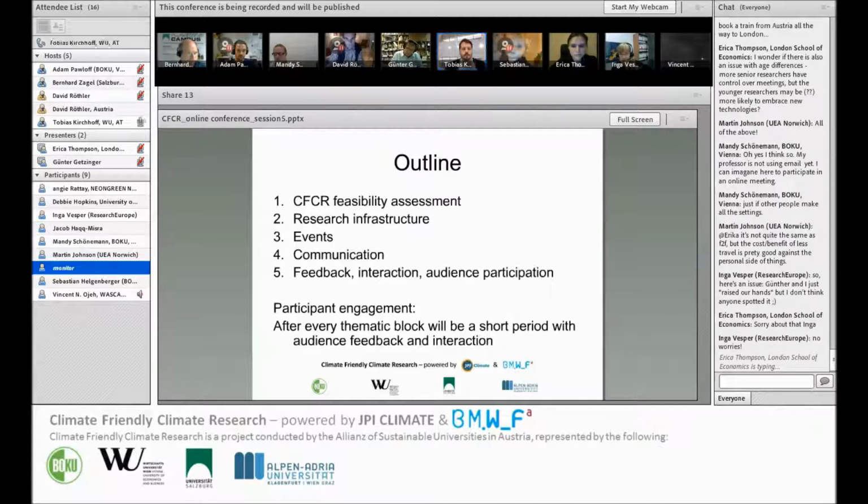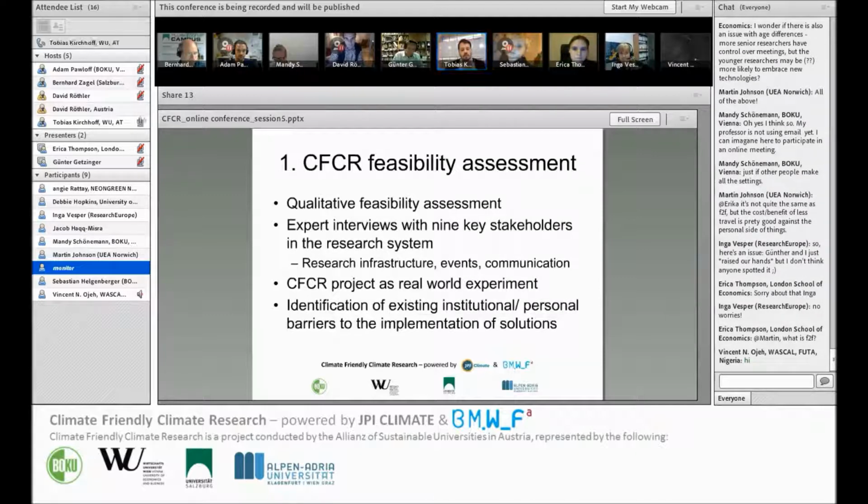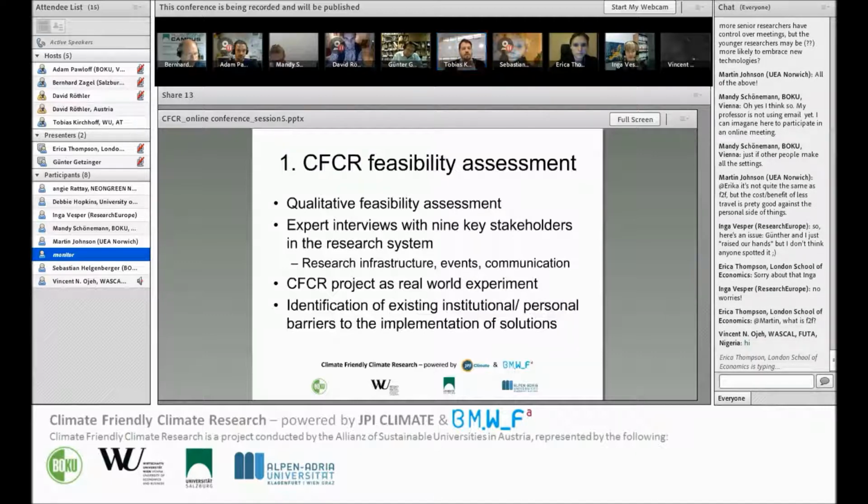So, coming to the feasibility assessment, for the personal and cultural barriers I mostly used the quantitative analysis, and this time I'm using a qualitative analysis. During the summer, I conducted expert interviews with 9 key stakeholders in the research system. Some of them I can see in the audience, and some are at other universities. And these stakeholders were active in the field of research infrastructure, events, and communication.